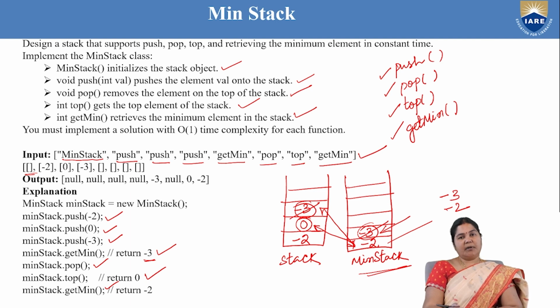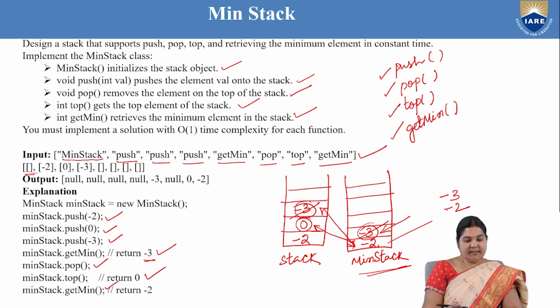Right? So this problem, as I told, can be solved in 2 ways. With a single stack you can do it. With 2 different stacks, it is easier to do. So here I am going to show you the code with 2 different stacks. One is the regular stack, one is the mean stack. Now let us see how to solve the problem.